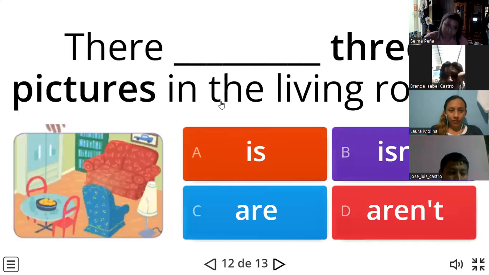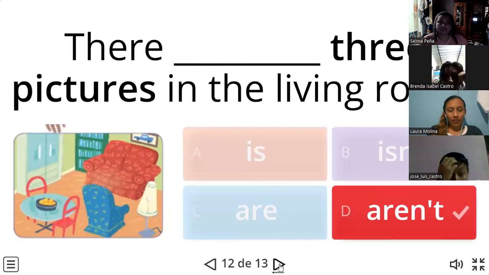Teacher, la alfombra es rug. Rug, exactly. Rug. Sí. Well, se pronuncia rug. Es así, rug. Okay. Now this one. Aren't. Perfect. And the last one, guys.